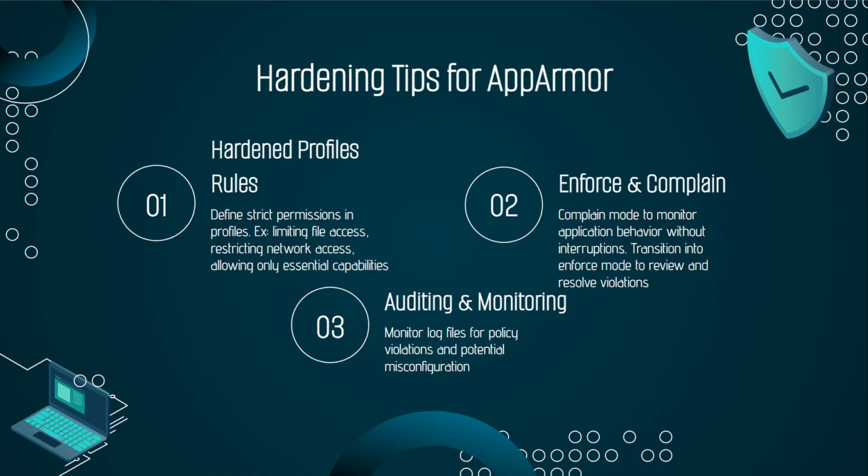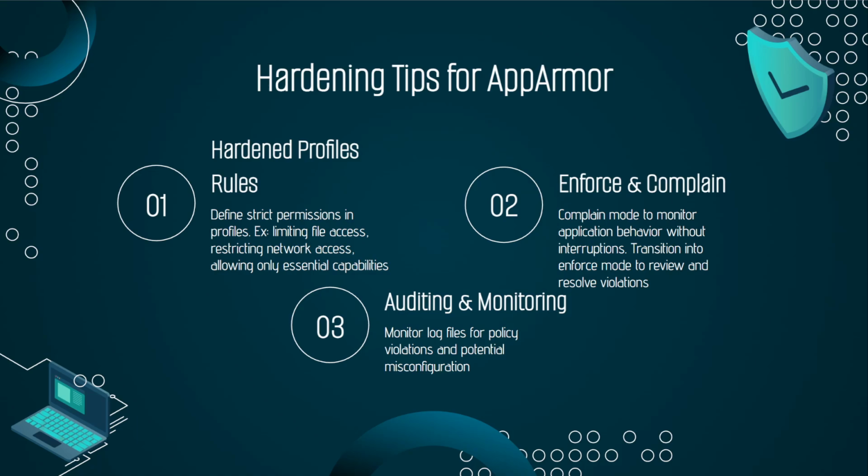Next, we have enforcing complain. We can use the complain mode really strategically here. Start with complain mode, as mentioned earlier in the last slide, when introducing AppArmor to your environment. This allows you to monitor application behavior without necessarily causing disruptions. Review the logs for policy violations, refine the profiles, and then once you're ready, you can transition to enforce mode once you're confident in those rules that you have defined in the complain mode.